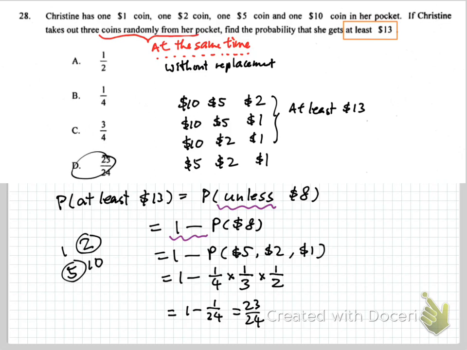There is an answer here. But no, it is wrong. Alright? I missed something here. What did I miss? Think about it. The probability of getting the $8 will be $5, $2, and $1. So $5 is 1/4, sorry, $2 is 1/3, and $1 is 1/2. So what did I miss? What did I miss?